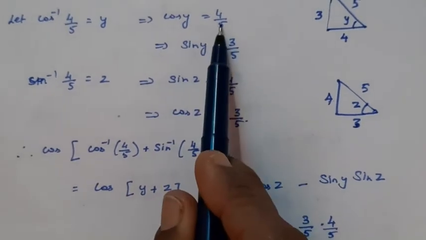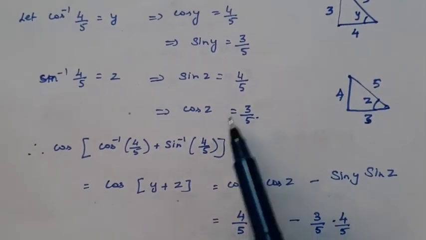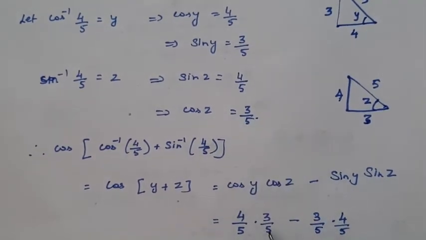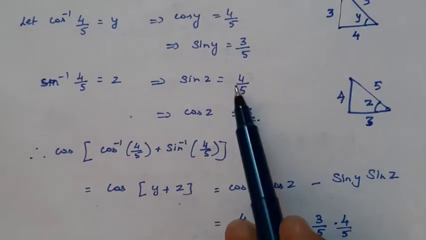So what is cos y? 4 by 5. And cos z is 3 by 5. So 4 by 5 into 3 by 5 minus, what is sin y? Sin y is 3 by 5 and sin z is 4 by 5.